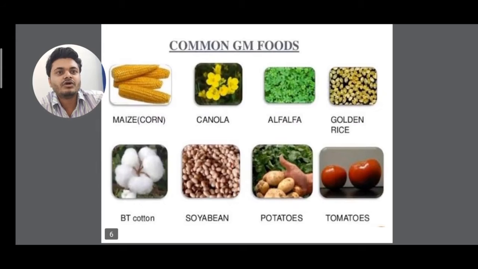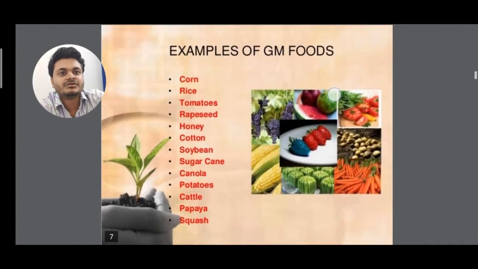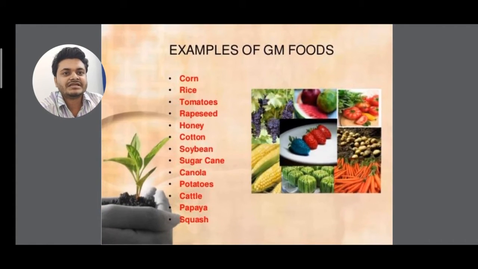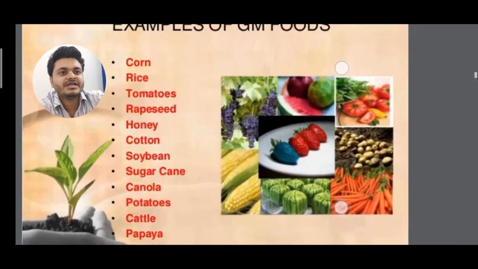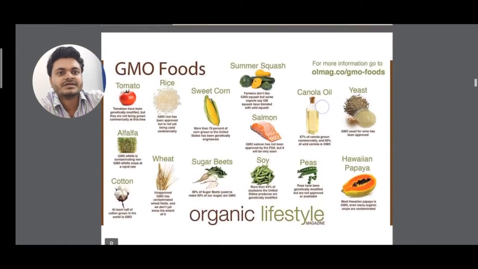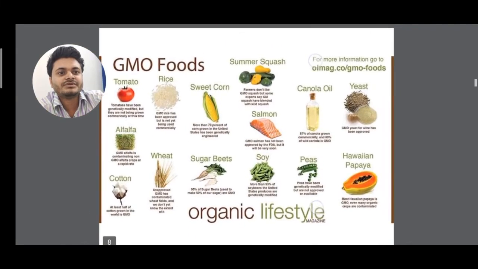These are the common examples of GMO crops: maize, golden rice, BT toxin crops, soybean, potato, tomatoes. These are also certain examples. You can see the very interesting diagrams I have given: corn, rice, tomatoes, rapeseed, cotton, soybean, sugarcane, potato, papaya, squash, canola. These are also GMO crops. You can see nicely. Clear?